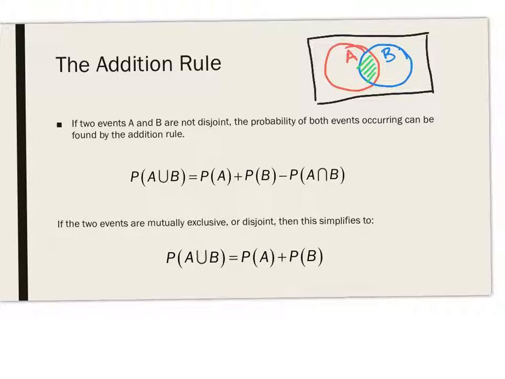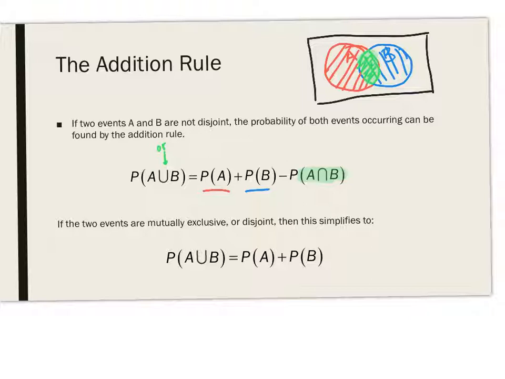And the addition rule starts off as A union B. Remember, union means or. So this says A or B. Well, the probability of A or B is equal to the probability that A occurs. So here's the probability of A, plus the probability that B occurs. Here's the probability of B, minus the probability of A and B. And A and B is this part right here sitting on the inside of the joint.